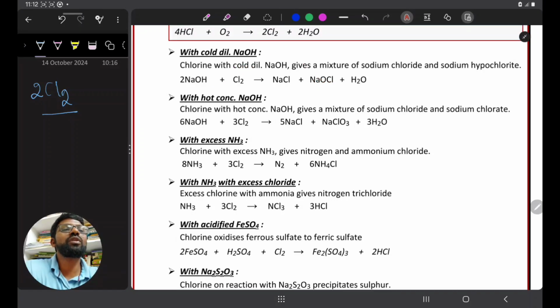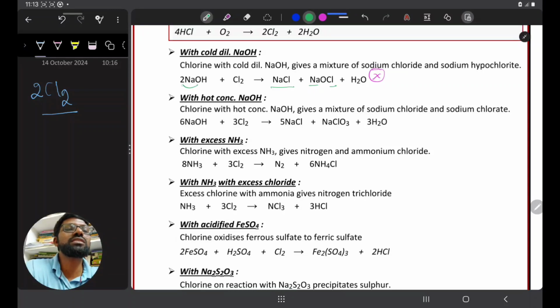And let's see how the products are formed. Here the reaction is 2NaOH reacts with Cl2. Forget about the products; I will explain how the products form. You just concentrate on the reactants: 2 moles of NaOH and 1 mole of chlorine. Out of 2 moles of NaOH, you take 1 Na and 1 Cl, and you get NaCl. Still 1 more Na and 1 more Cl are left, right?